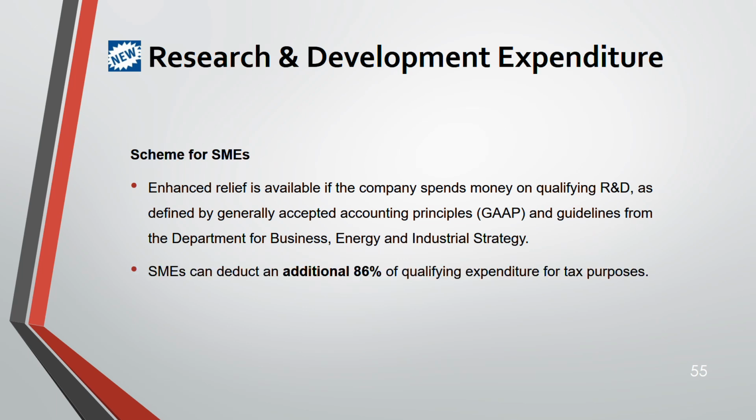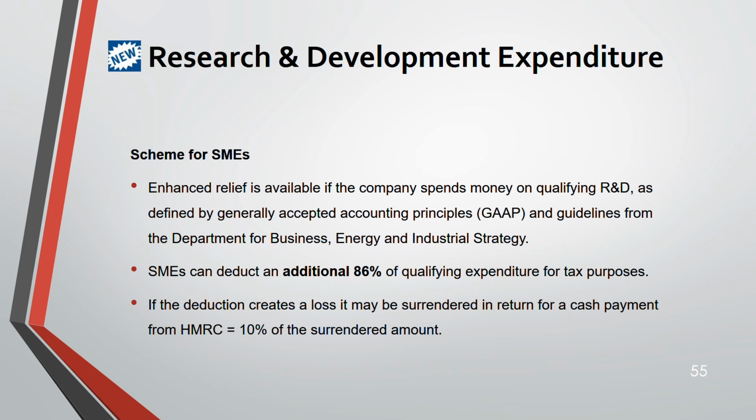SMEs can deduct an additional 86% of qualifying expenditure for tax purposes. 86, you have to remember this percentage. If the deduction creates a loss, it may be surrendered in return for a cash payment from HMRC, 10% of the surrendered amount. Remember, if the deduction creates a loss, you can surrender this in return for a cash payment from HMRC, which is equal to 10% of the surrendered amount.